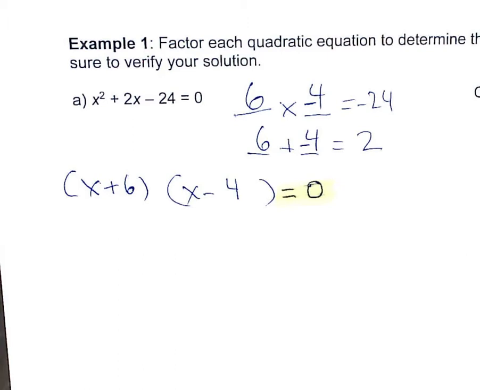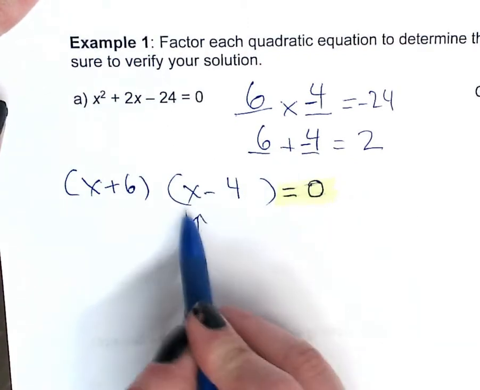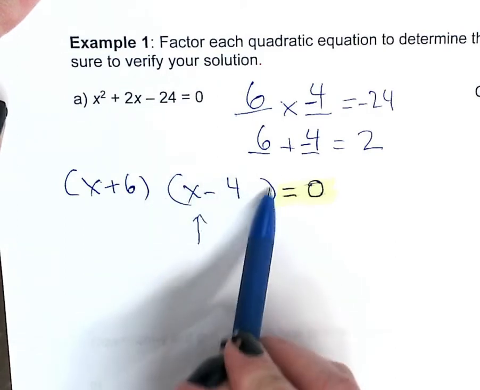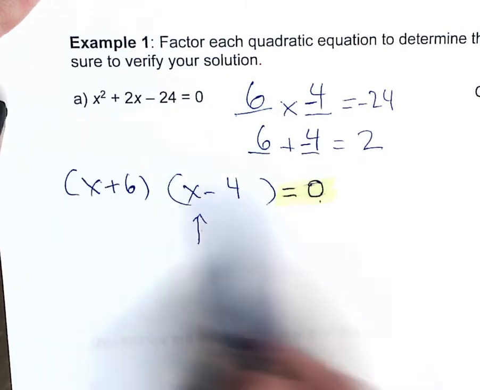So let's look at the second bracket first. What would make that bracket 0? What would I have to plug in here to make this bracket 0? Because remember, we're multiplying. So if we make this one 0, then the whole thing's going to be 0. If we make this one 0, then the whole thing's going to be 0.